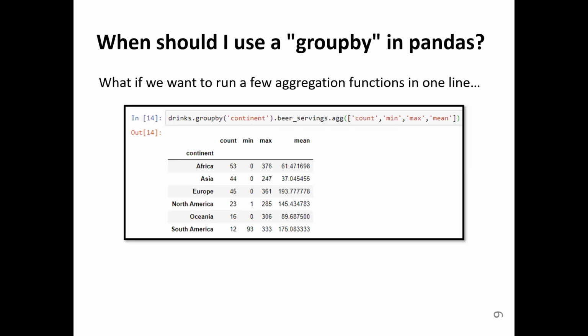What if I want to show some statistics all at the same time, like calculating count, min, max, average? In that case, you say beer servings, for example, dot agg, and that's for aggregation, and so on. Make sure that you get the same result. And if yes, please give me a second.